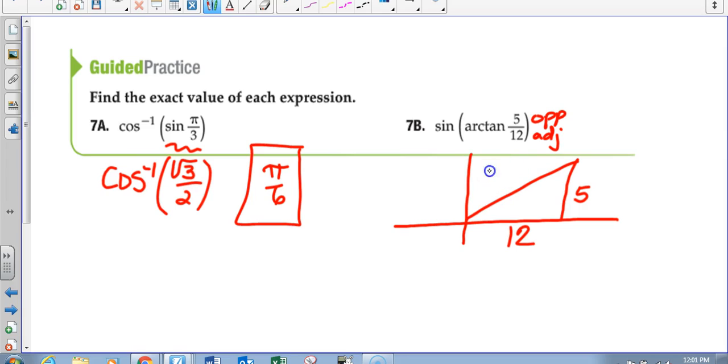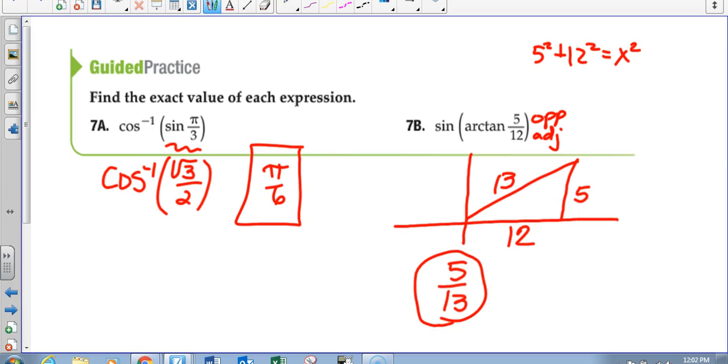All right, guys. How do we find this side? Pythagorean theorem. Anybody know that one? Yep. So this is 13. So the sine at that triangle is? Opposite over hypotenuse. So we get 5/13. Cosine would be 12/13. Is everybody okay? All right.